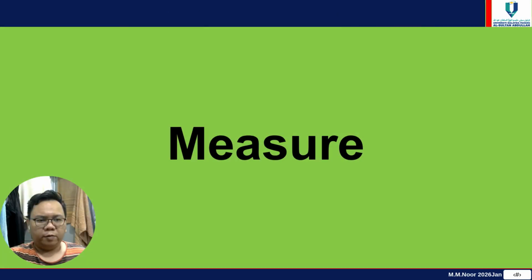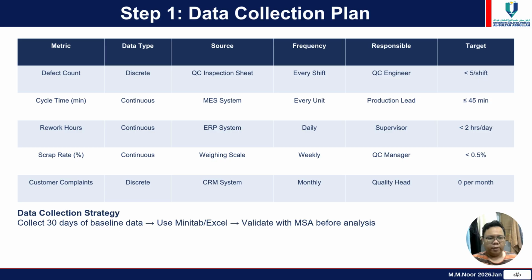The measure phase focuses on collecting accurate data and establishing the current performance baseline. The data collection plan identifies the key metrics to be monitored, including defect count, cycle time, rework hours, scrap rate, and customer complaints. 30 days of baseline data were collected and analyzed using Excel and Minitab.